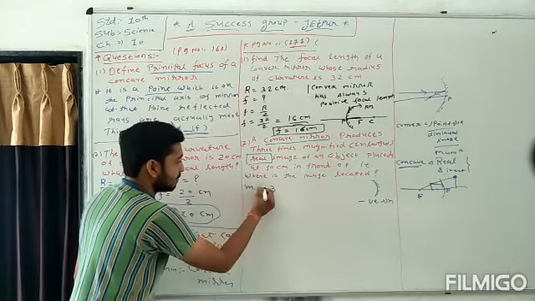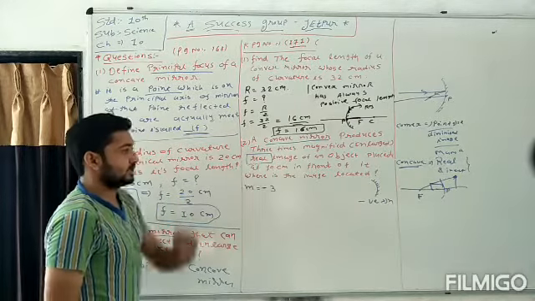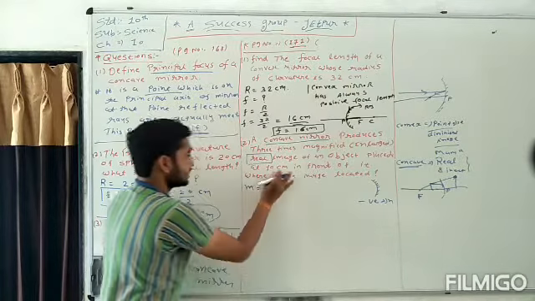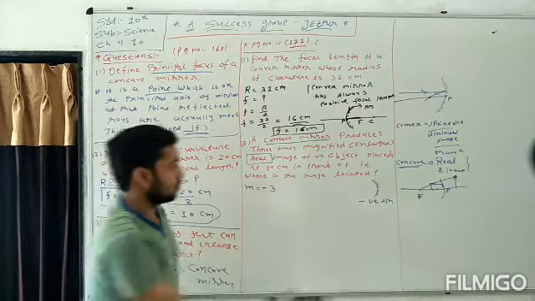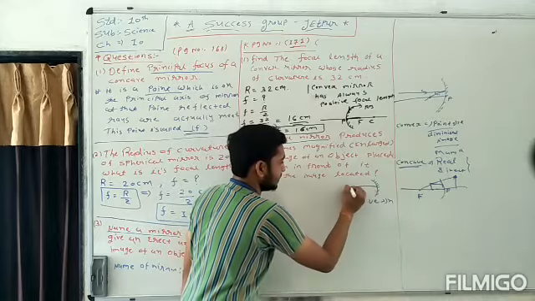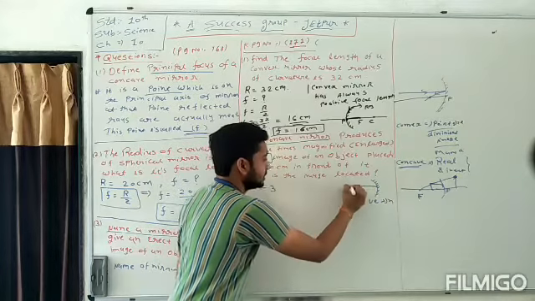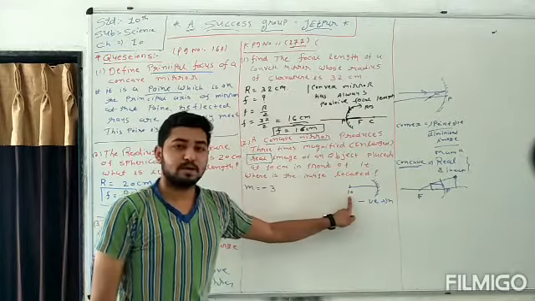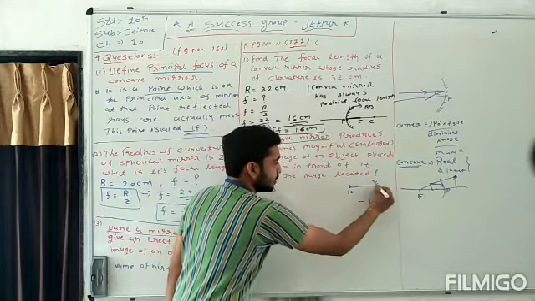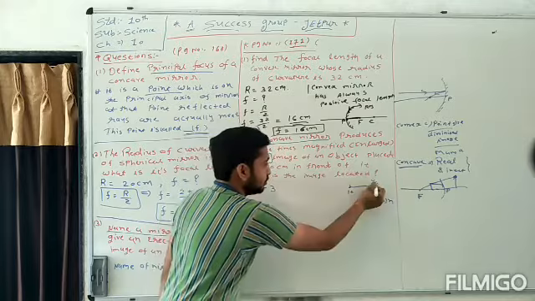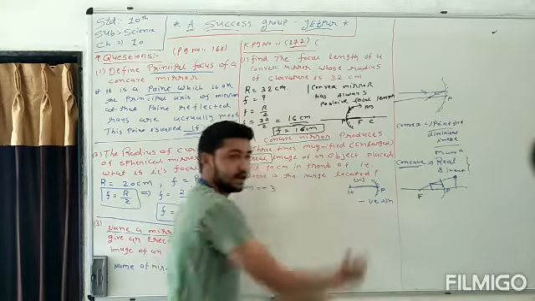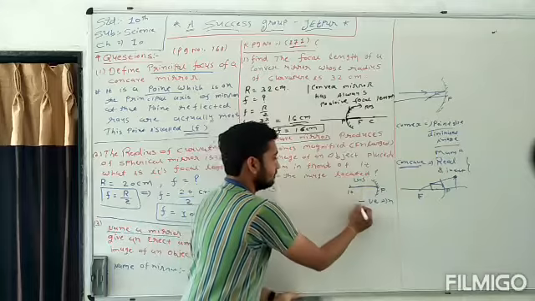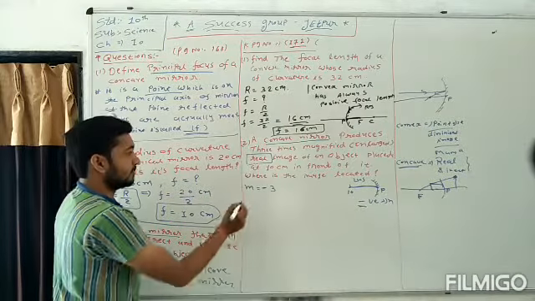So here I put a negative sign for real image, and the object is placed at 10 centimeter. We all know that the object is always placed on the left side, so from the origin, the pole, to this distance is the left-hand side. If we go to the left-hand side of the origin, we also use a negative sign.